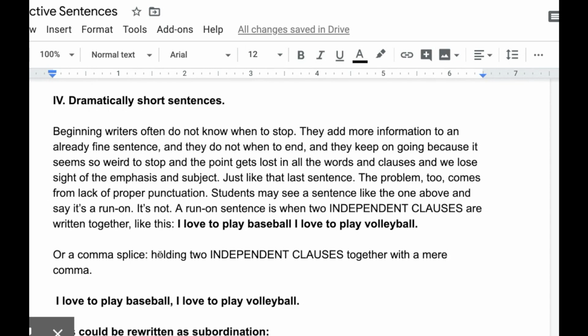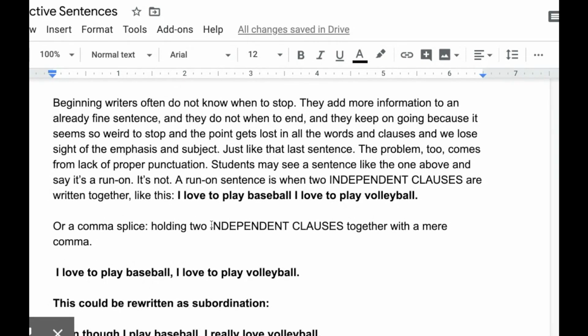I love to play baseball. I love to play volleyball, right? Where's the punctuation there? There is none, right? Except at the end, and that's fine, but there's a problem in the middle. Or a comma splice, holding two independent clauses together with a mere comma. I love to play baseball, I love to play volleyball.